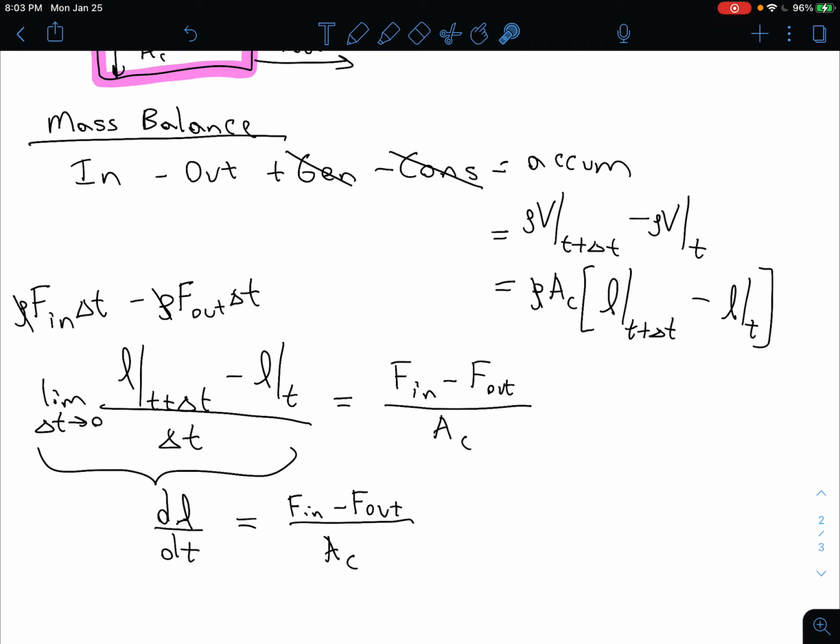We're not really going to focus right now on solving differential equations, although this one has a pretty simple solution. It's just linear in time. L would be linear in time. But I want to focus on setting up differential equations.